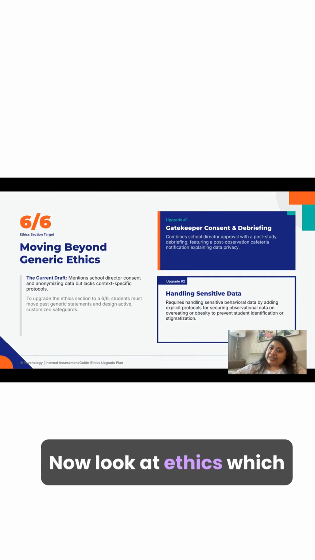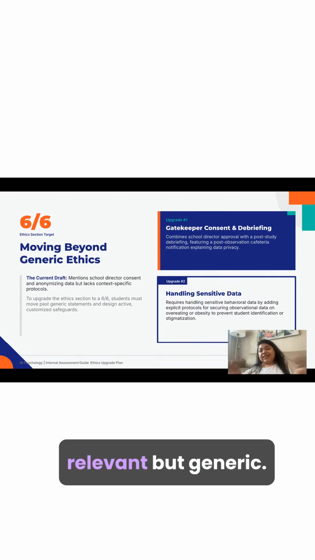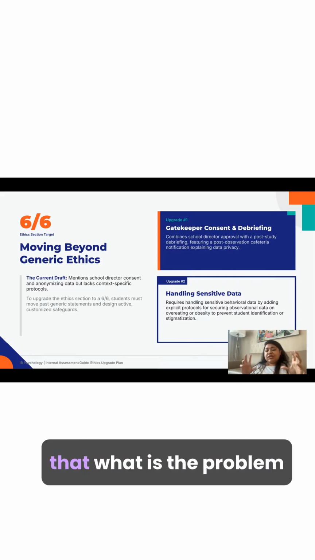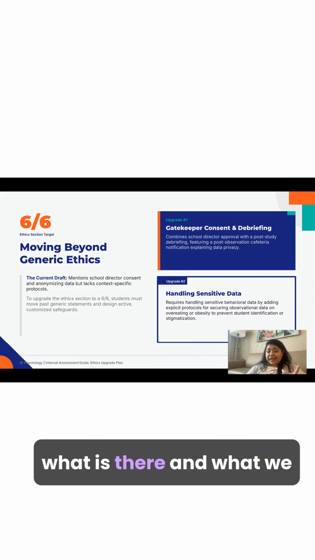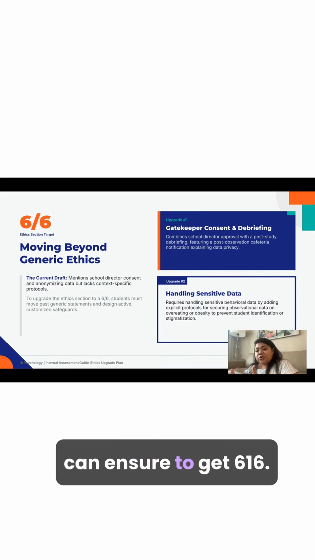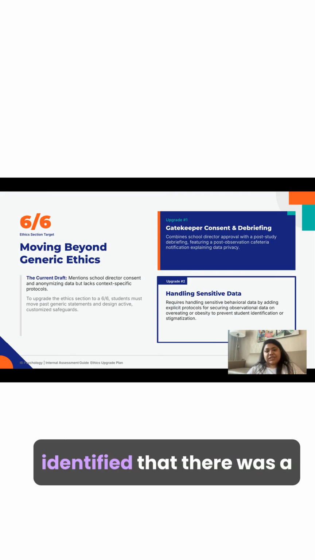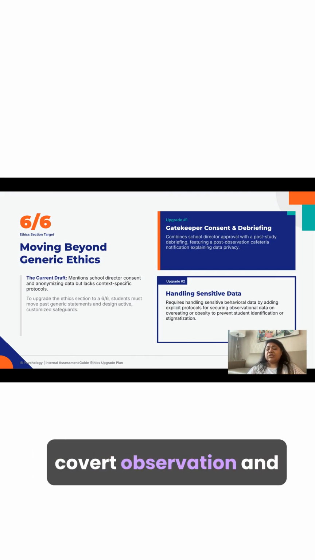Now look at ethics, which the examiner noted as relevant but generic. This means not fully developed. So we have to look into what the problem is, what is there, and what we can ensure to get 6 on 6. The good thing about this is that the student correctly identified that there was a covert observation and that it raises the issue of informed consent.